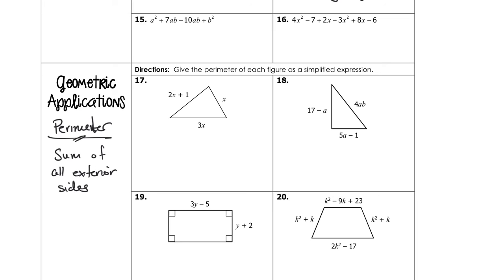So 17, what I'm looking to do is add all the sides together. So I get 2x plus 1 plus x plus 3x. You can write it out if you want. If you want to do mental math within the problem, you can do that. If you know you're adding all the sides together, you can look at this and say, okay, I'm going to do some combining of like terms.